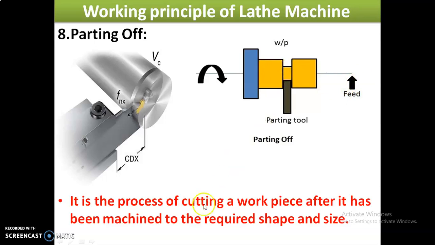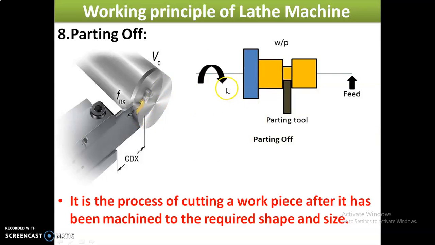It is the process of cutting the workpiece after it has been measured to the required shape and size. So after getting the required shape and size of the workpiece, if you want to cut the workpiece, we have to use this parting operation. Parting means cutting the workpiece into two parts. So that is the cutting operation or parting operation. This is about the parting operation.